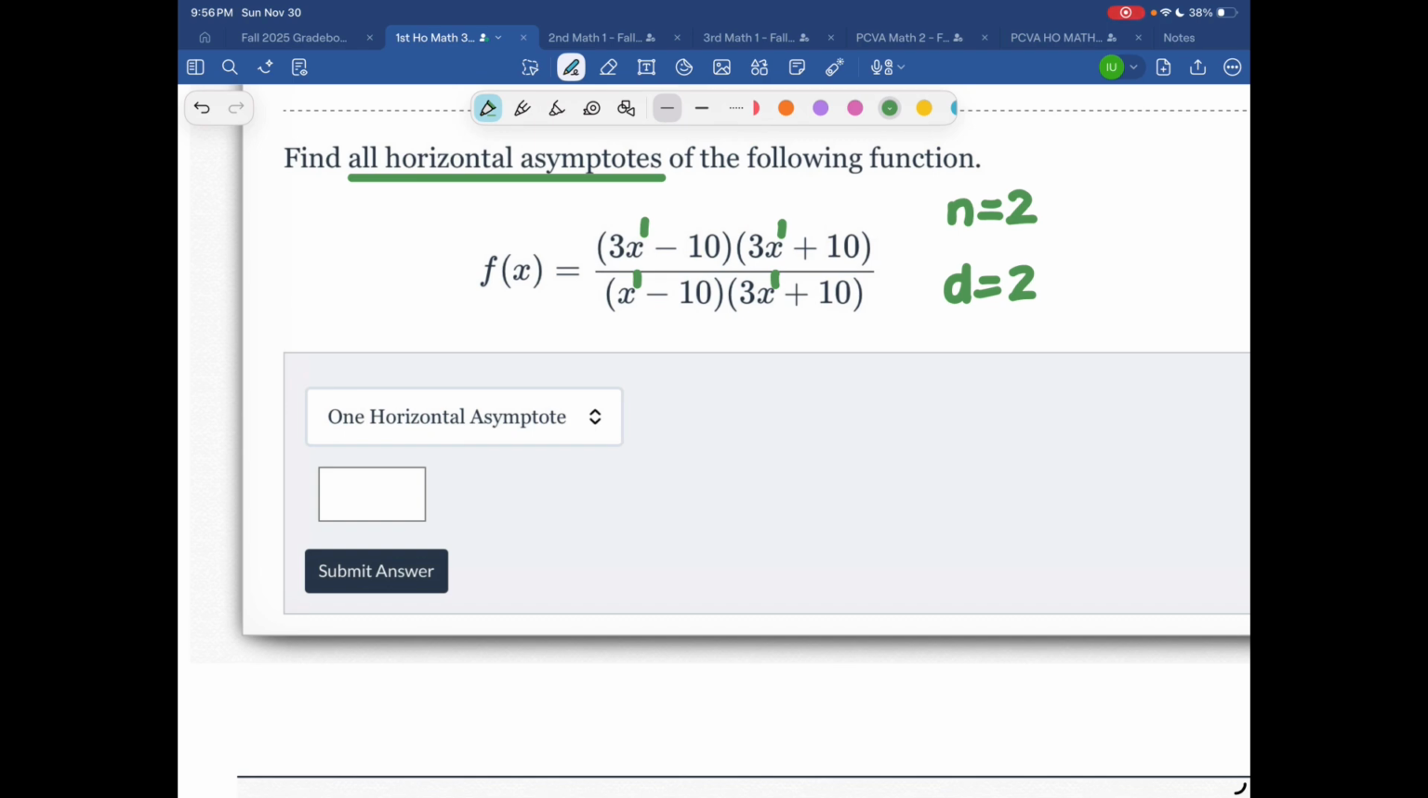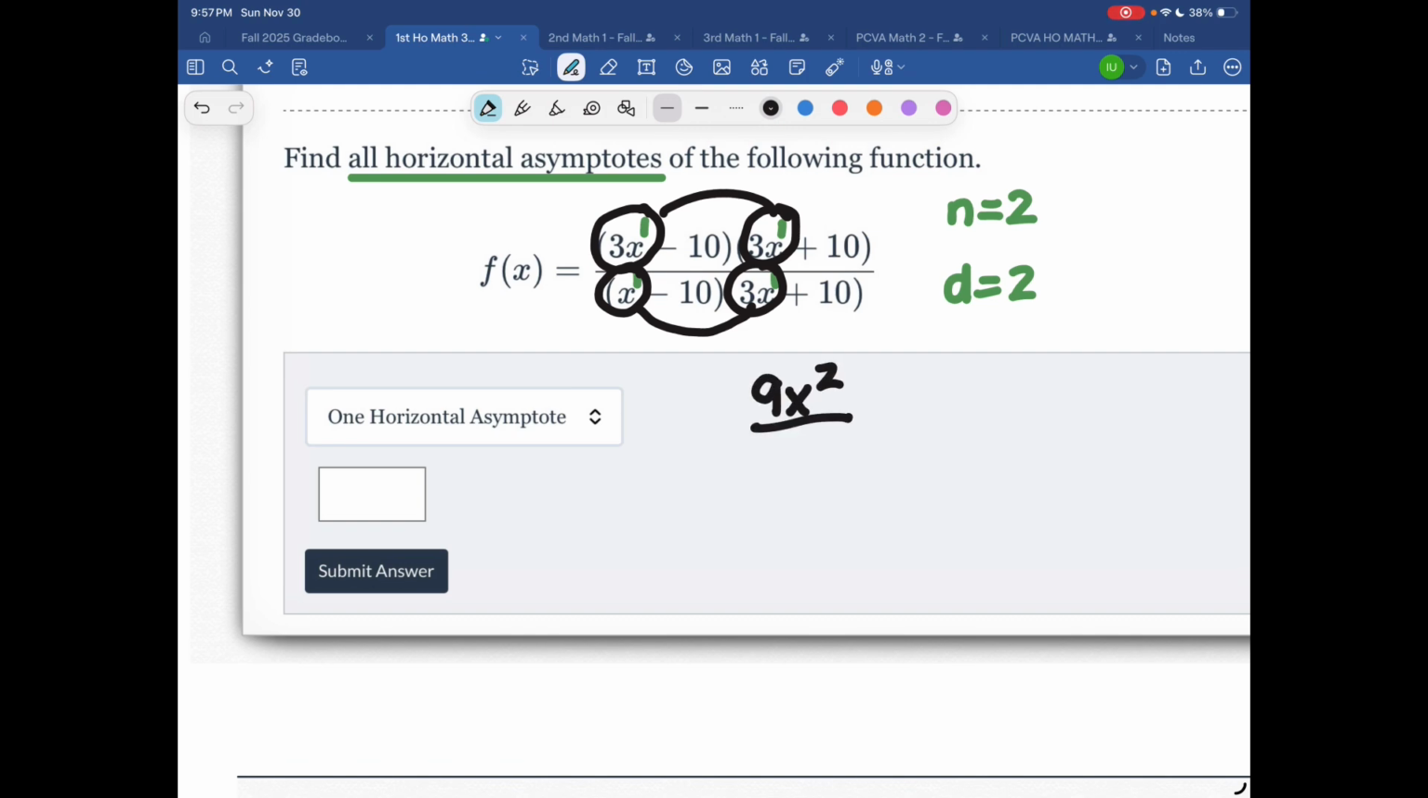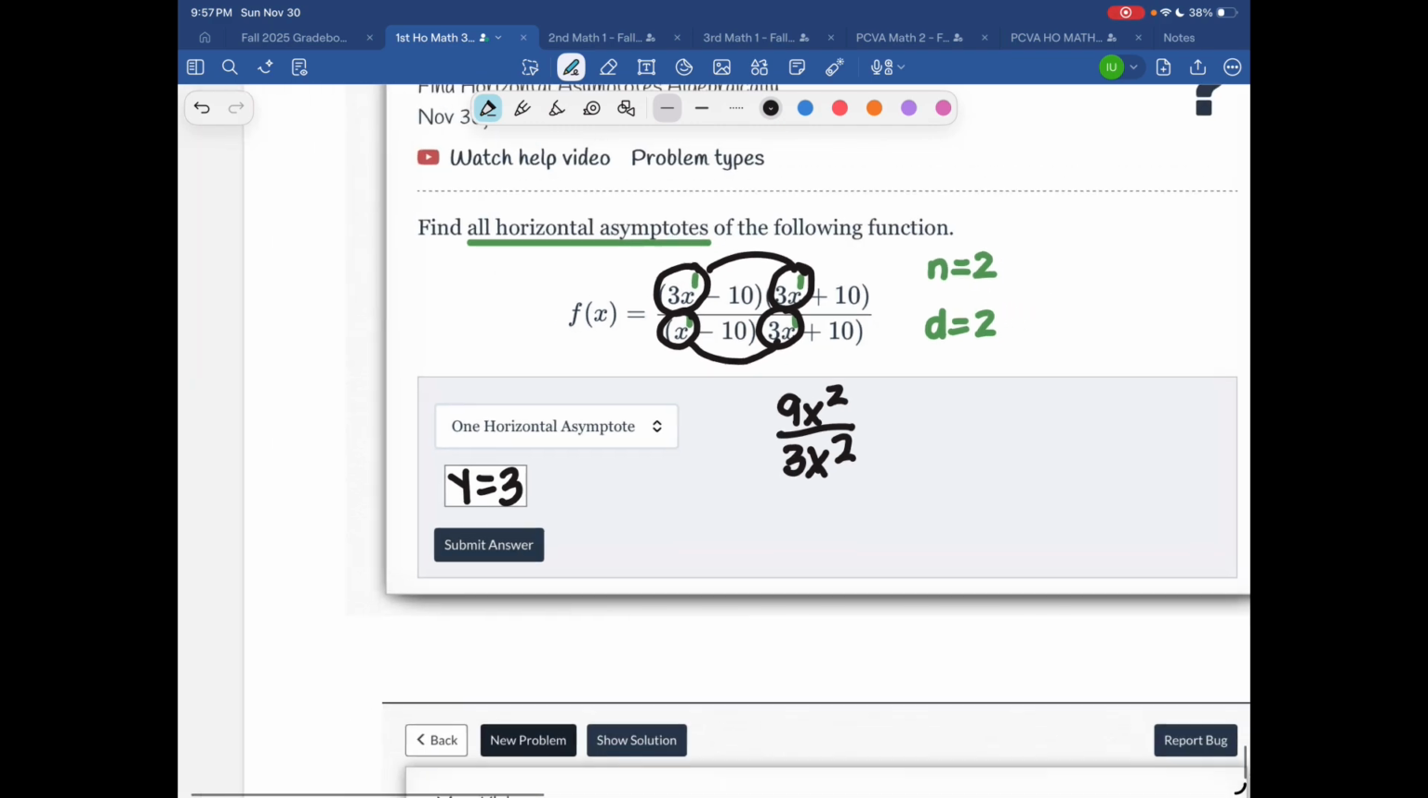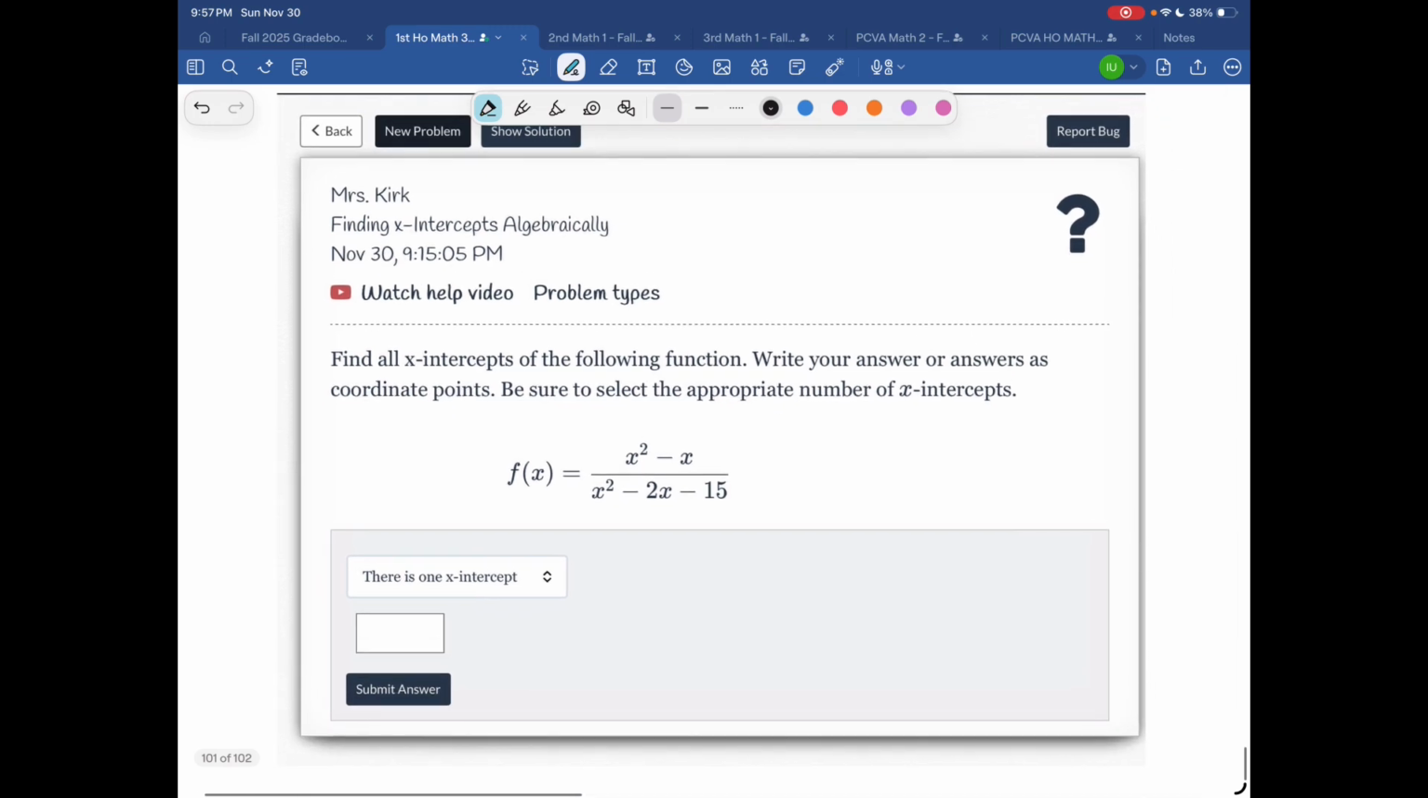So what are the leading coefficients? Well, the leading coefficients are going to be what I get when I multiply these two together and these two together. So that's going to give me 9x squared and 3x squared, right? So that means that my horizontal asymptote is going to be y equals 3. So just keep that in mind. If it's in factored form, just multiply the pieces together. That would make the leading coefficients.